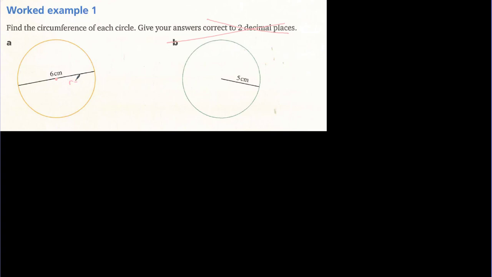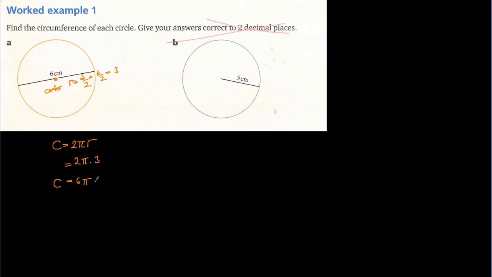So the radius, let me change the color. This is the center of the circle. So the radius is equal to diameter divided by 2, which is equal to 6 over 2, which is equal to 3. So if the radius is equal to 3, the circumference of the circle is 2 pi r, which is equal to 2 times pi times 3, and it's going to be equal to 6 pi.